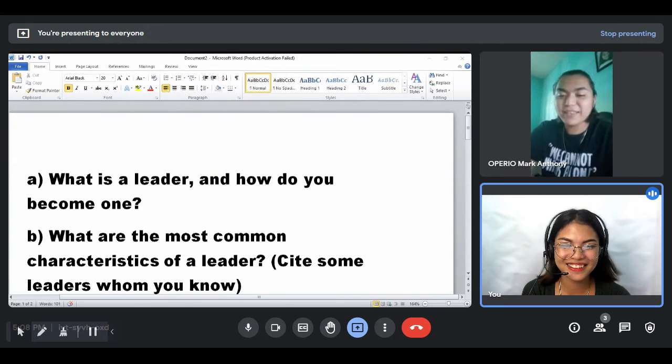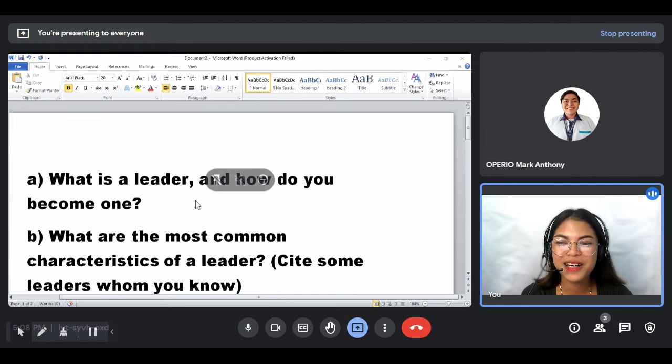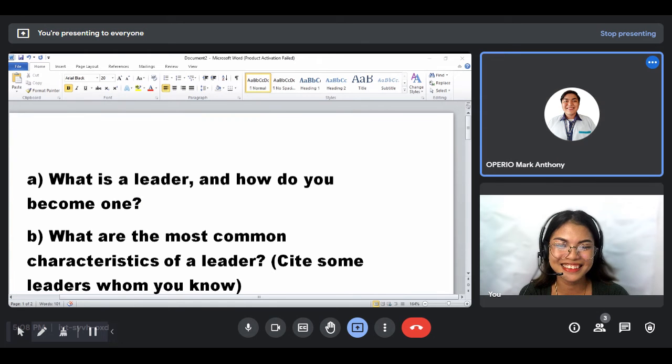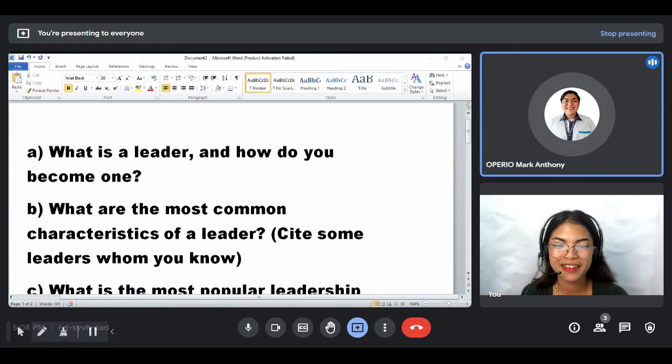Okay, it's your turn. What is a leader and how do you become one? According to my research, a leader is someone who inspires passion and motivation in followers. A leader is someone with a vision and the path to realizing it. And a leader is someone who ensures that their team has support and tools to achieve their goals. And how to become one? How to become a better leader?